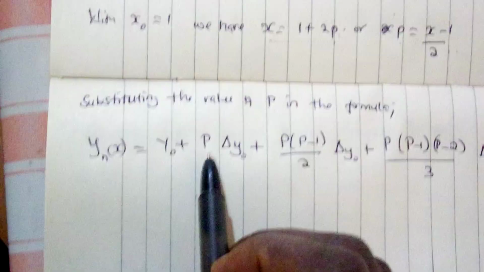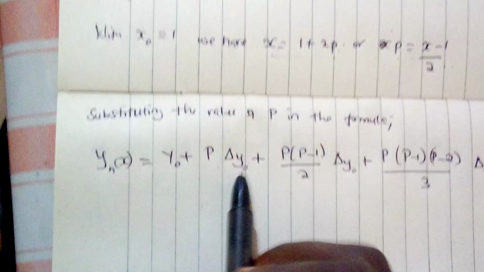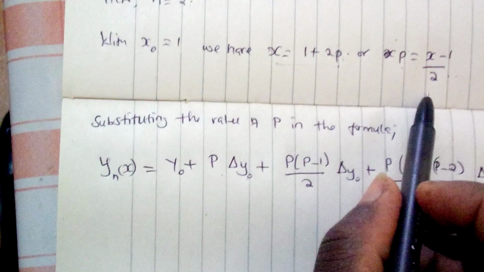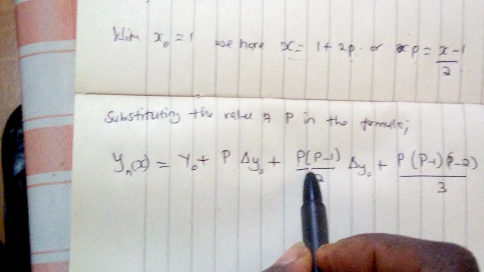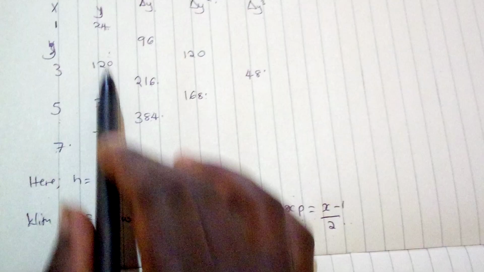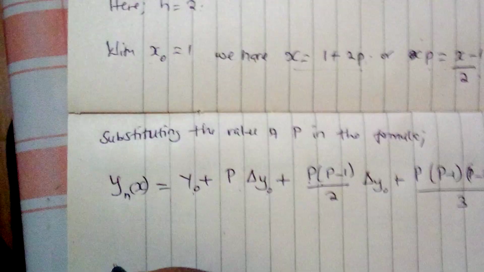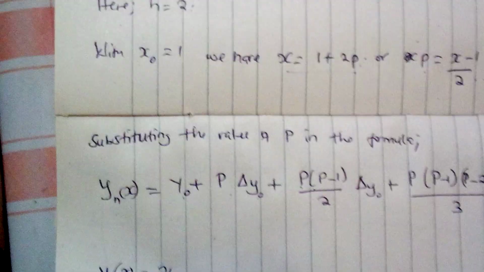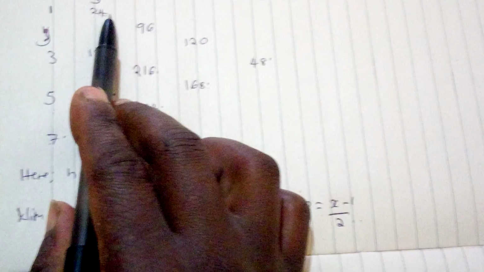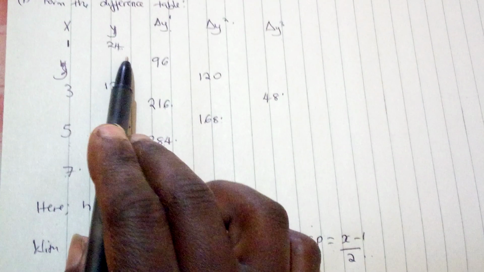So I want us to replace our p's and our change in y's. Our p is x minus 1 over 2. So where there is p, we put x minus 1 over 2. Then where there is change in y's, we are going to find those values in our difference table here. So we have yx is equals to 24. Our y naught is 24. This is the 24 here.